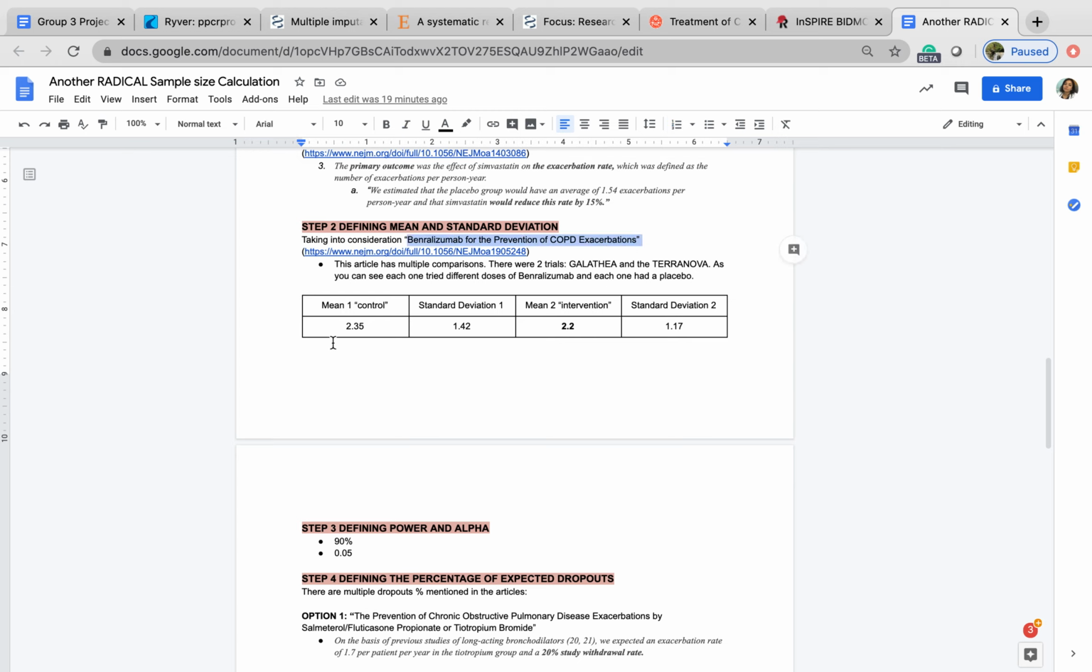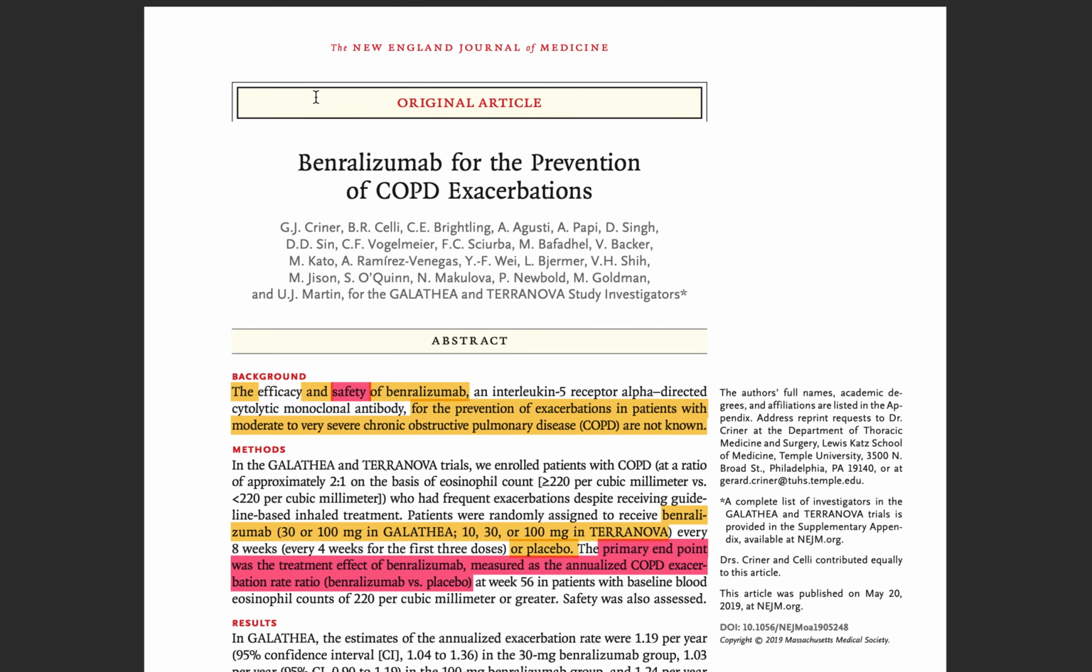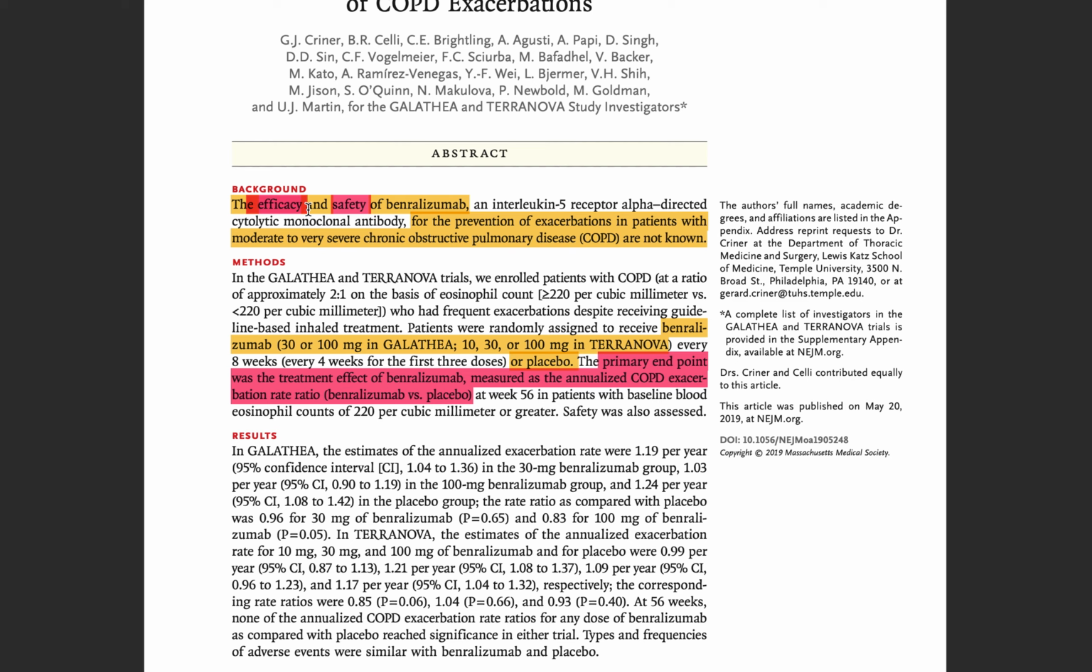Now, using this article, I took this information, and let me show you where it is. So we go to the article, which is right here, and this is the article, benralizumab for the prevention of COPD exacerbations. As you can see, this article is also testing the efficacy and safety of this intervention, which is benralizumab, for the prevention of exacerbations in patients with moderate to very severe chronic obstructive pulmonary disease. Pretty much they're doing the same thing we are doing, but with benralizumab.